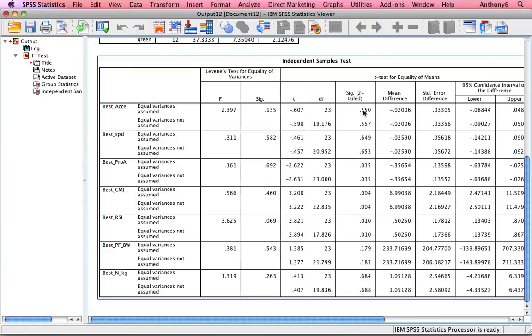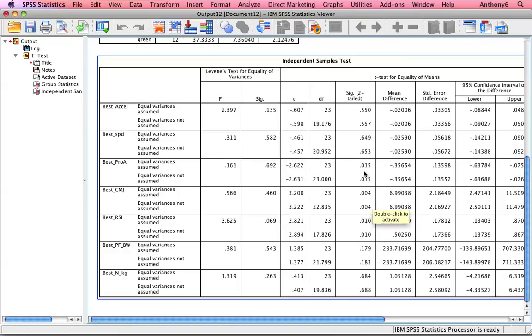So here, if the value is less than 0.05, there's a statistical difference between the two teams. Here there is no statistical difference between the two teams across acceleration, none across speed. However, this value here is less than 0.05, therefore they are statistically different in their scores for pro agility, also for the counter movement jump, and also for the RSI, not for the others.